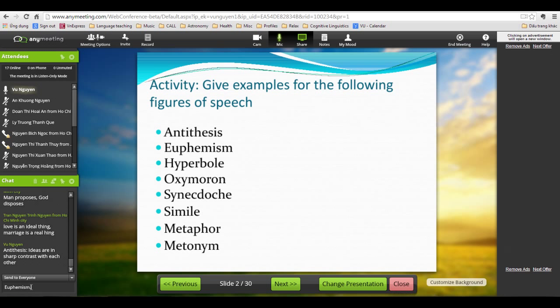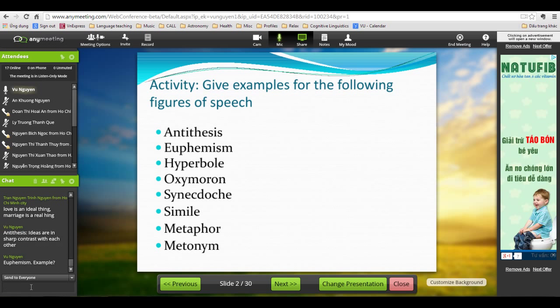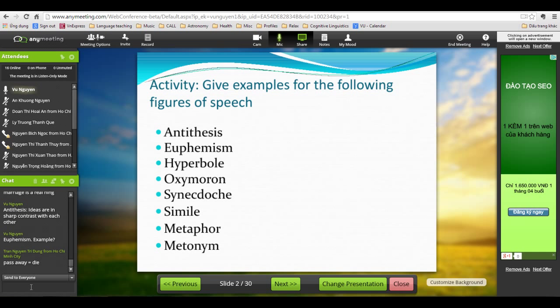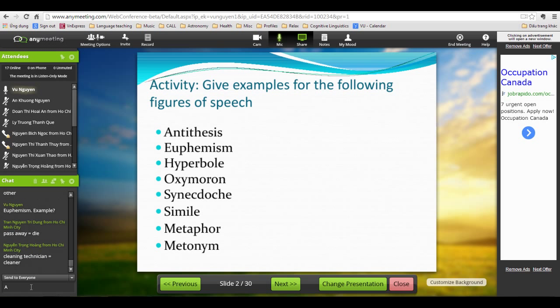Now, how about the next one? Euphemism. Can you give me an example? Okay, that's the example I think of right away. Pass away, to refer to death. What else can you think of? Well, I can give you another example. Cleaning technician. I'm not sure whether that is a euphemism. Cleaning technician to mean cleaner.